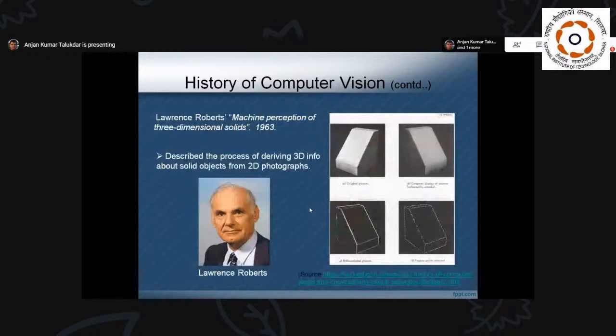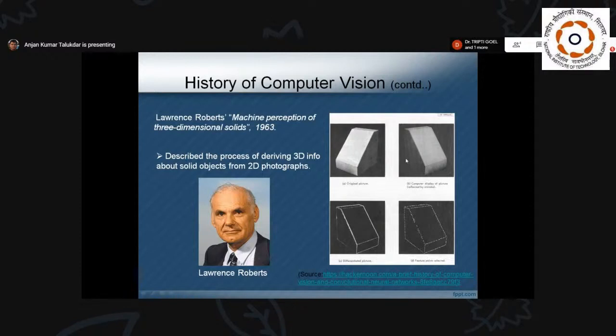Then one major invention was that Lawrence Roberts, in his paper Machine Perception of Three-Dimensional Solids, described the process of deriving 3D information about solid objects from 2D photographs. What he did actually, he extracted the lines from the object, and then he removed the inner lines, and then we got some 3D view of the object. So this is also considered one of the major milestones in this field.